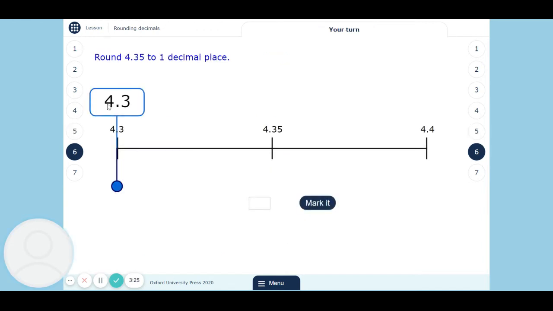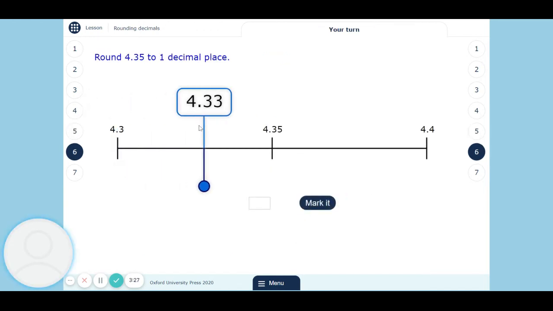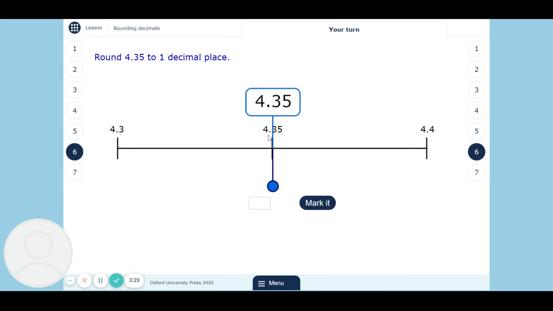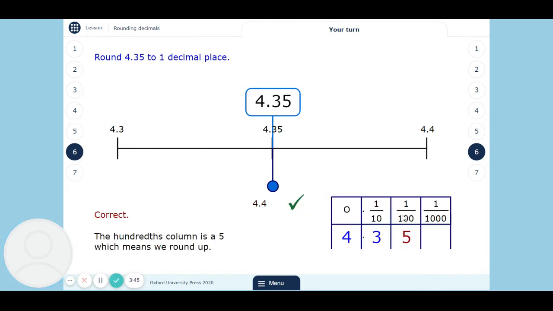Okay, let's have a look. 4.35, that's one decimal place. So if I move it on the number line to 4.35, you can see it's exactly in between 4.3 and 4.4. And the rule is when it's exactly in the middle, you always round up. So I'm going to round it up to 4.4. There we go. When it's a 5 in the column, we round it up.